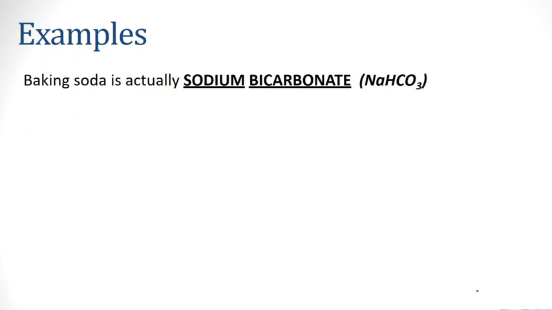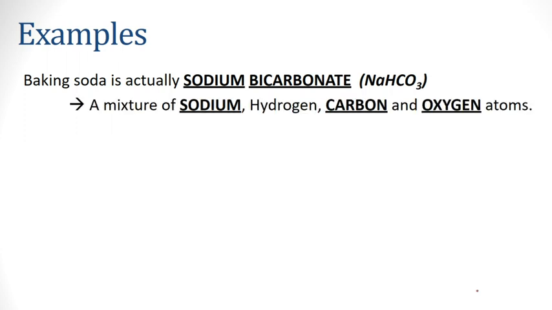So here's an example. Baking soda. This is the chemical formula for baking soda. It's called sodium hydrogen carbonate or sodium bicarbonate.